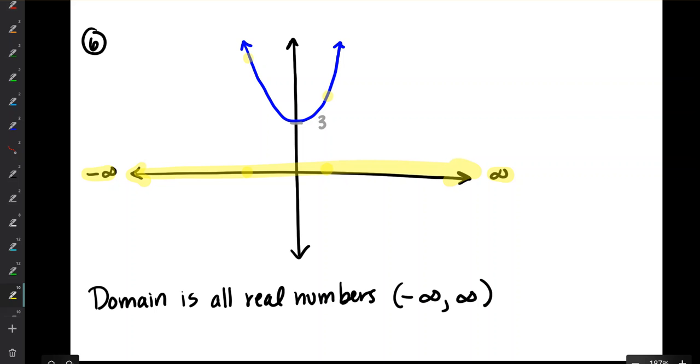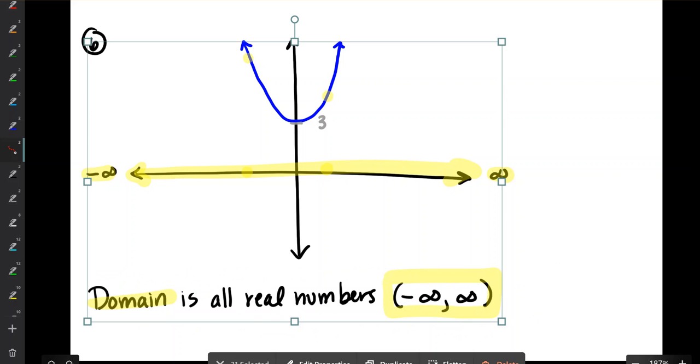Remember that order matters in interval notation. We always go small number to big number, right? And with your infinities, you always have a parentheses with them. You can never stop on an infinity.